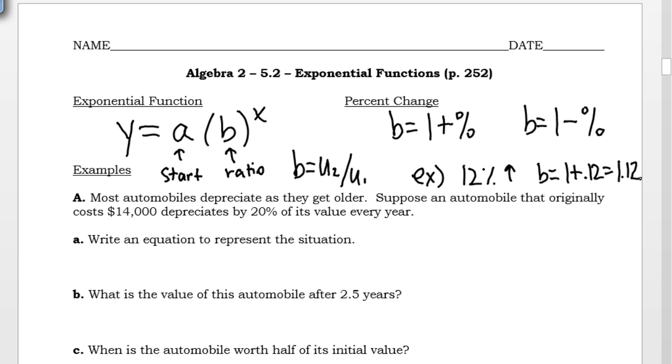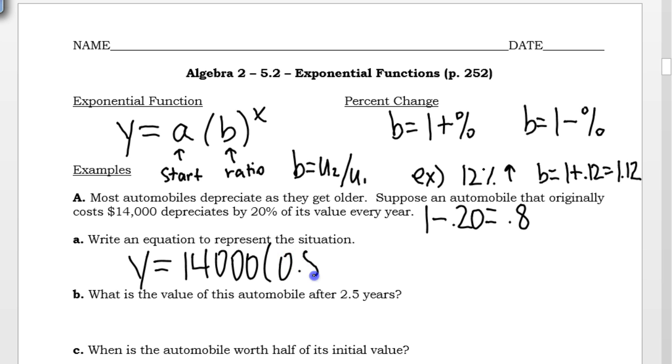Example A says, most automobiles depreciate as they get older. Suppose an automobile that originally costs $14,000 depreciates by 20% of its value every year. So that's a percent decrease situation. 1 minus 20% is 0.8. That's the value that I'll use for my ratio. I know my starting number. I did my side calculation for my ratio. There's my equation that represents my situation.